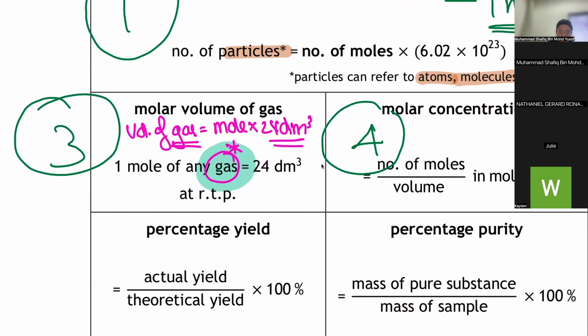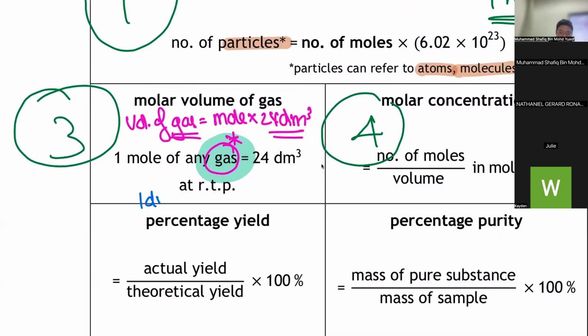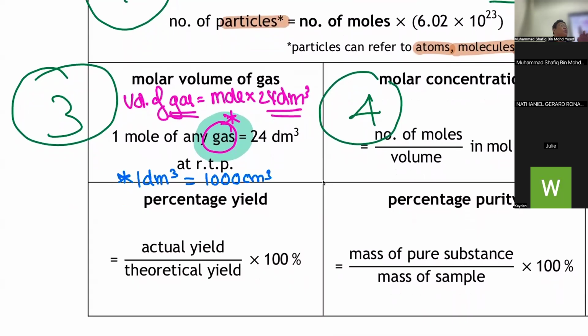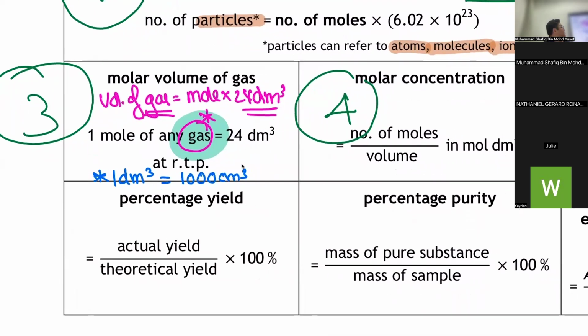Anyway, let me ask then. Isaac, what is 1 dm cube equal to? How many cm cube? No, the other way. Correct. So everyone take note, 1 dm cube is 1,000 cm cube. So if you want to convert from cm cube to dm cube, then you divide by 1,000. Please be careful of your unit conversion also. So volume of gas is mole times 24 dm cube.